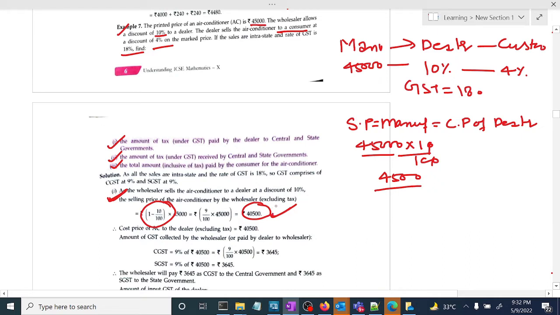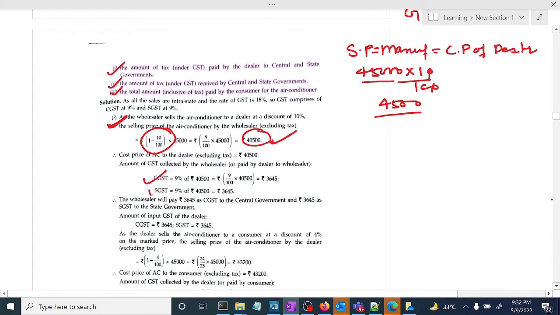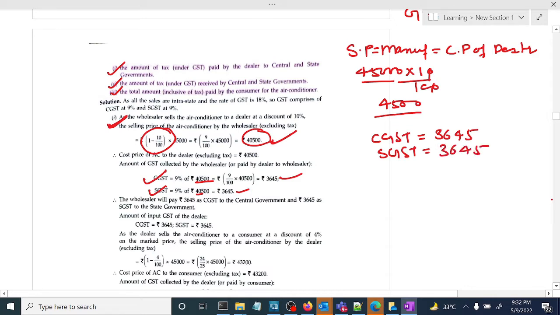This is the selling price for the manufacturer, and selling price means the cost price of dealer, right? So dealer will pay here 9% CGST and 9% SGST, right? So 9% of 40,500 is 3645, right? So CGST for dealer is 3645 and SGST for dealer is 3645 because both are 9%, right? Now what happened?